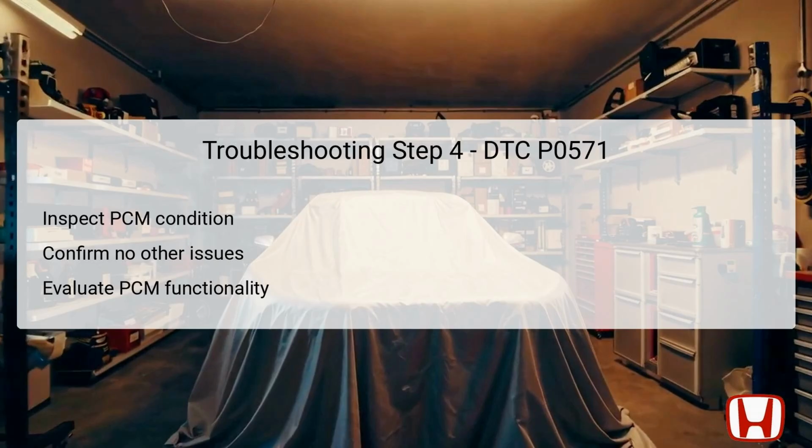for DTC P0571. Before performing this final inspection, ensure that all other checks have confirmed normal conditions to avoid unnecessary replacements. The PCM inspection will involve checking its internal operations, wiring connections, and ensuring that it accurately processes input from the brake pedal position switch. If the PCM fails on this examination, it will require reprogramming or replacement to resolve the issue effectively and restore functionality to the braking system.